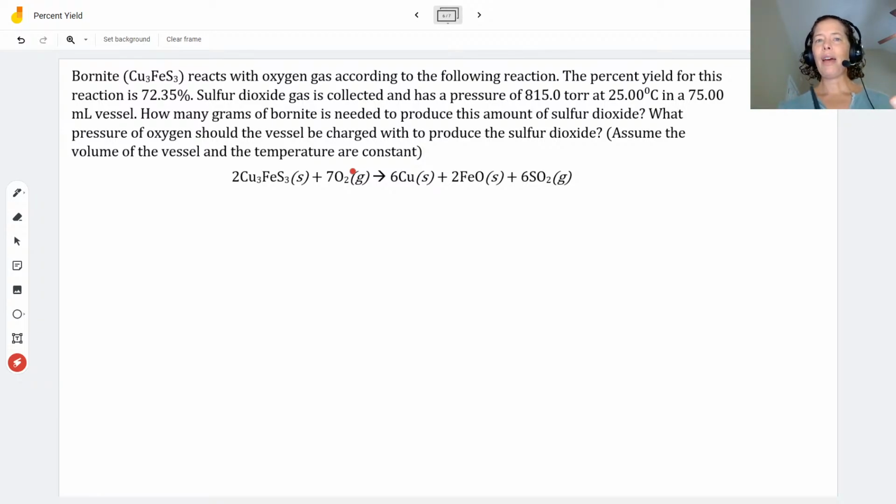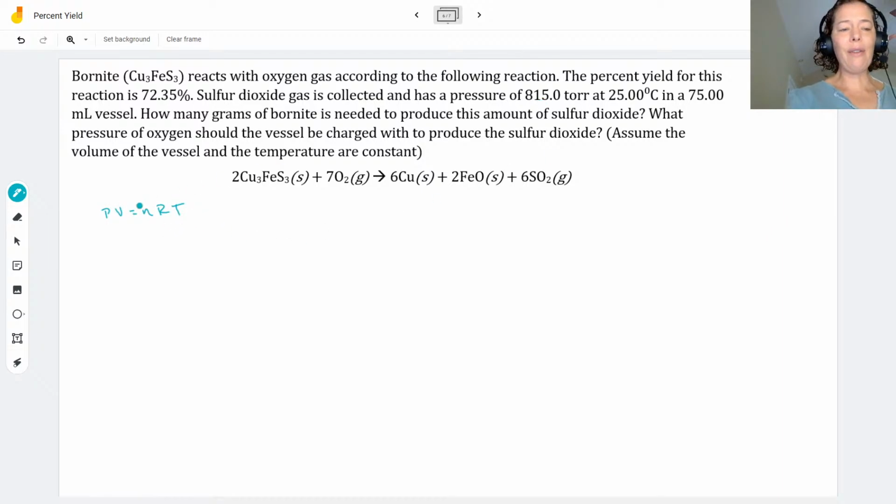So we've dealt with knowing our grams, we've dealt with knowing moles, but here we have been given a pressure, temperature, and a volume. Well, we need to get to either grams or moles. We need to get to an amount. So how are we going to get to an amount? We are going to use our good friend, the ideal gas law.